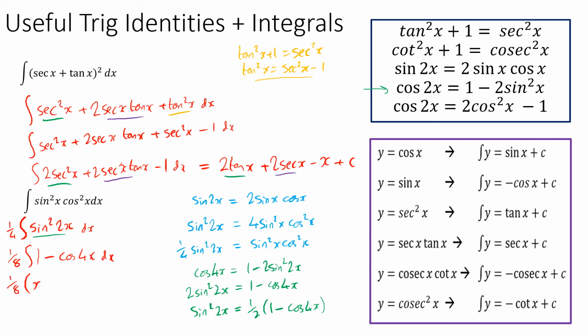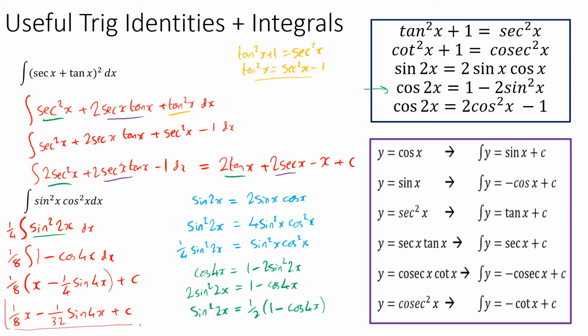Well, 1 goes up to x, cos goes up to sine, that's minus cos, so it goes up to minus sine, but also we need to divide by the 4. So there you go, the full integral. You could expand it if you wanted. You could say we've got an eighth x minus a thirty-second sine 4x and then plus c.